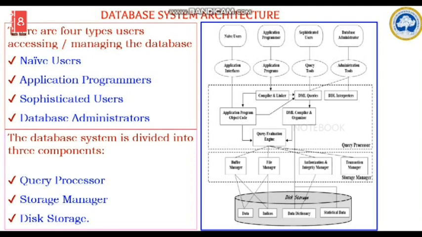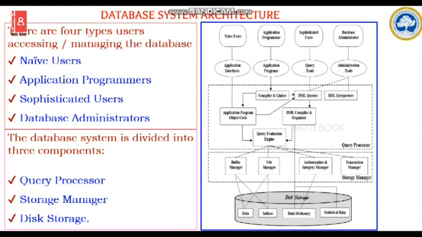The next 3 levels are represented in the diagram, and this as a whole is considered to be the database system architecture. Down at the bottom we have disk storage, where we have data, indices, data dictionary, and statistical data. Then above it we have the storage manager, and in the storage manager we have the buffer manager, file manager, authorization and integrity manager, then transaction manager.